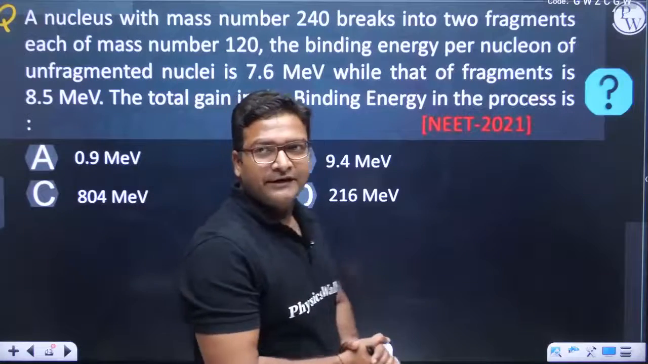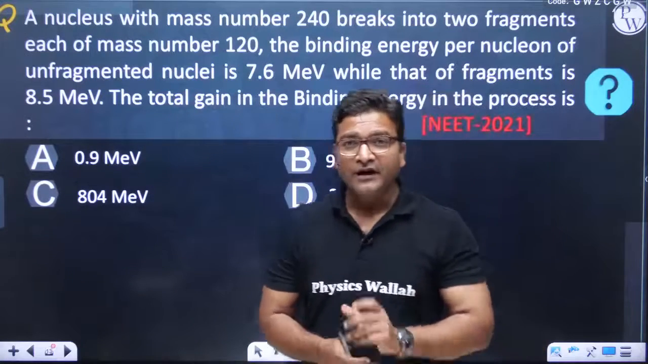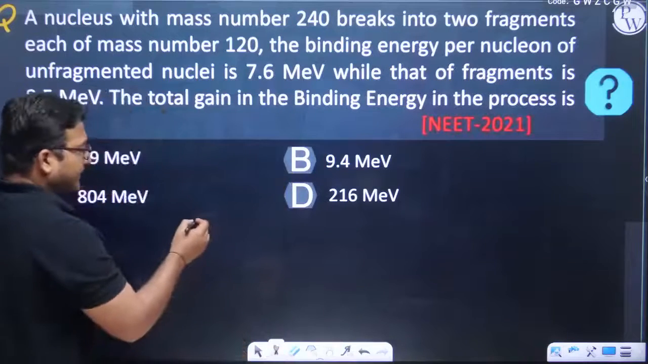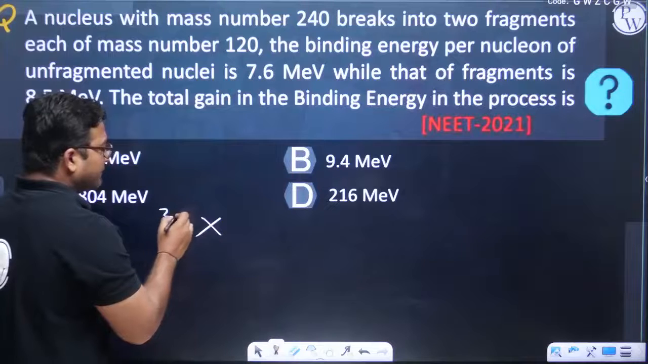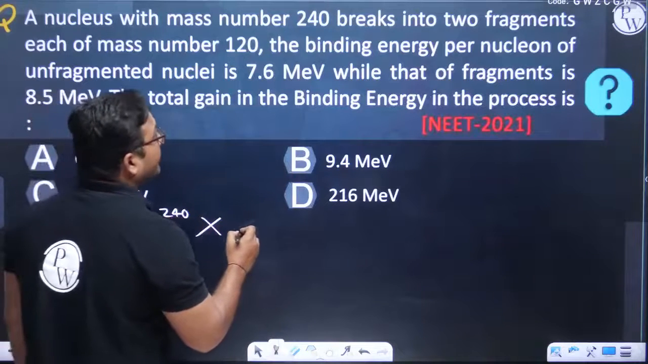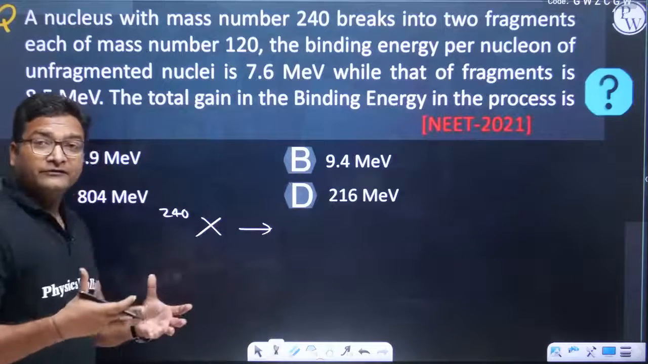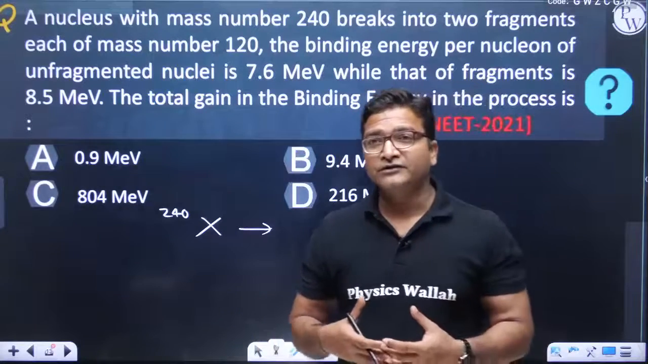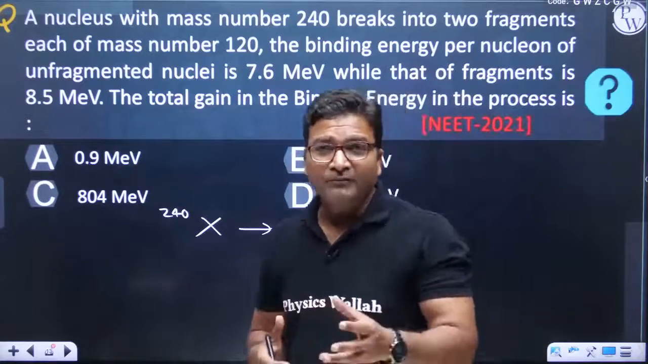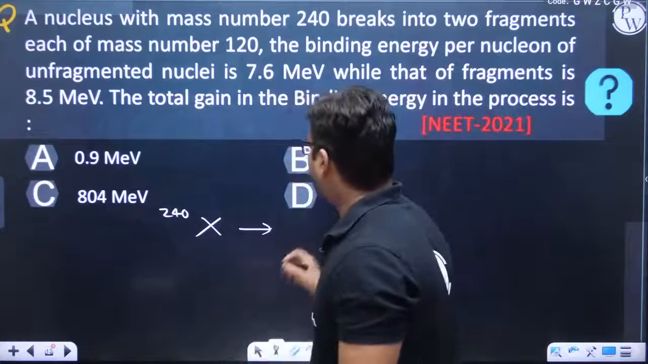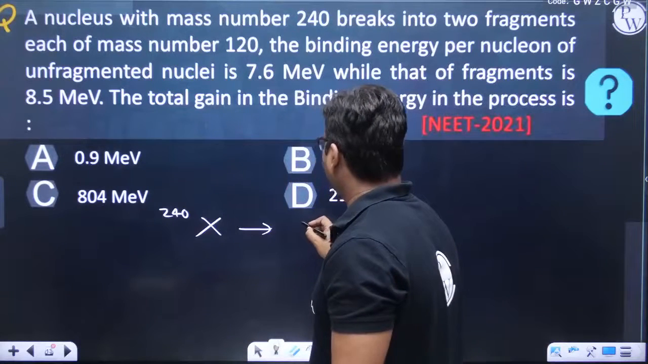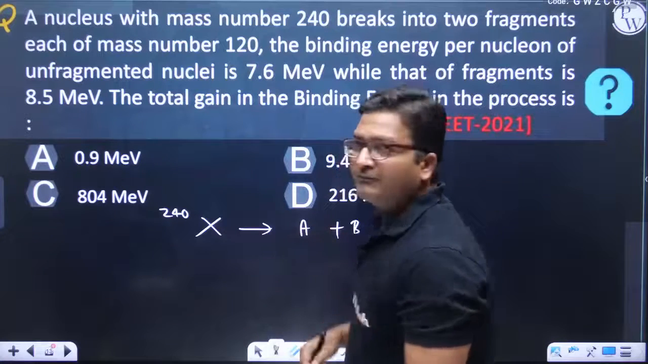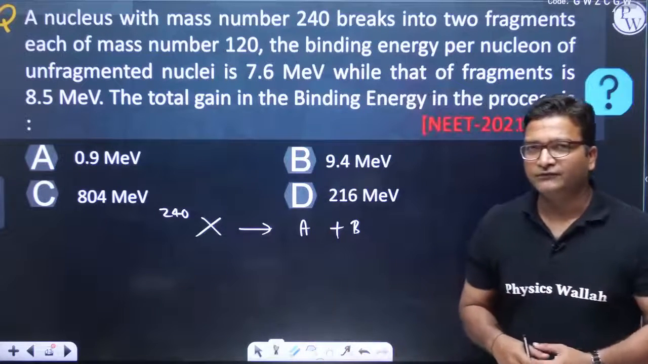The next question says a nucleus with mass number 240. Let's take the nucleus as X, and its mass number is 240, and it breaks into 2 fragments. It is an example of a fission reaction. So it breaks into 2 fragments, each of mass 120. Let us say it breaks into A plus B, and each has mass number 120.